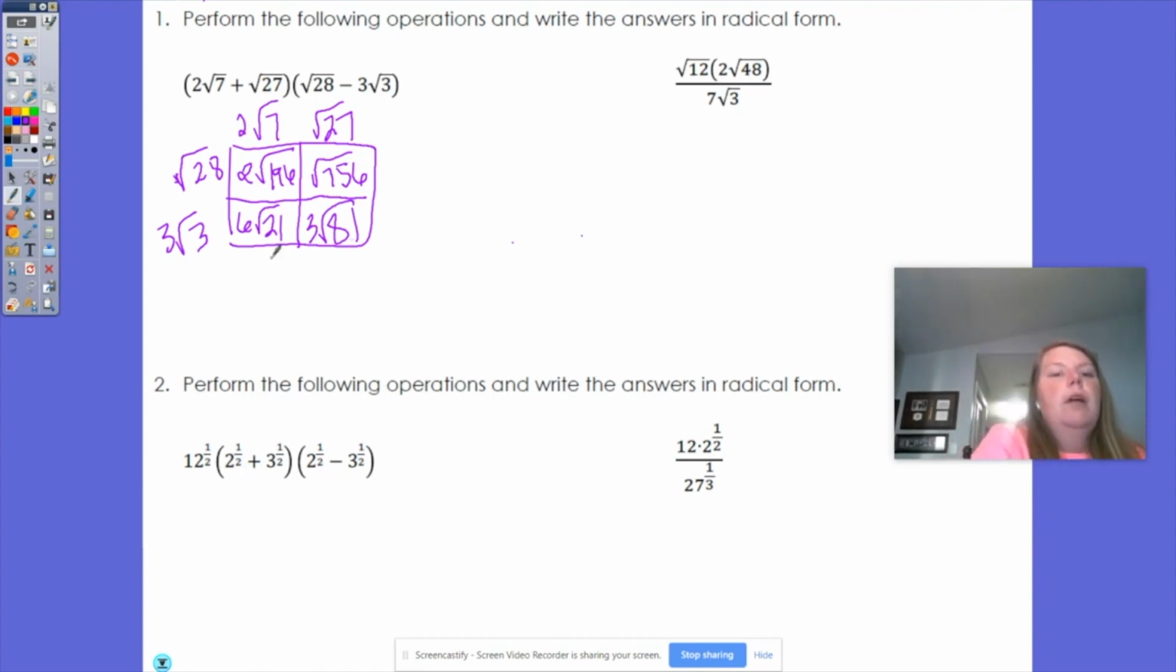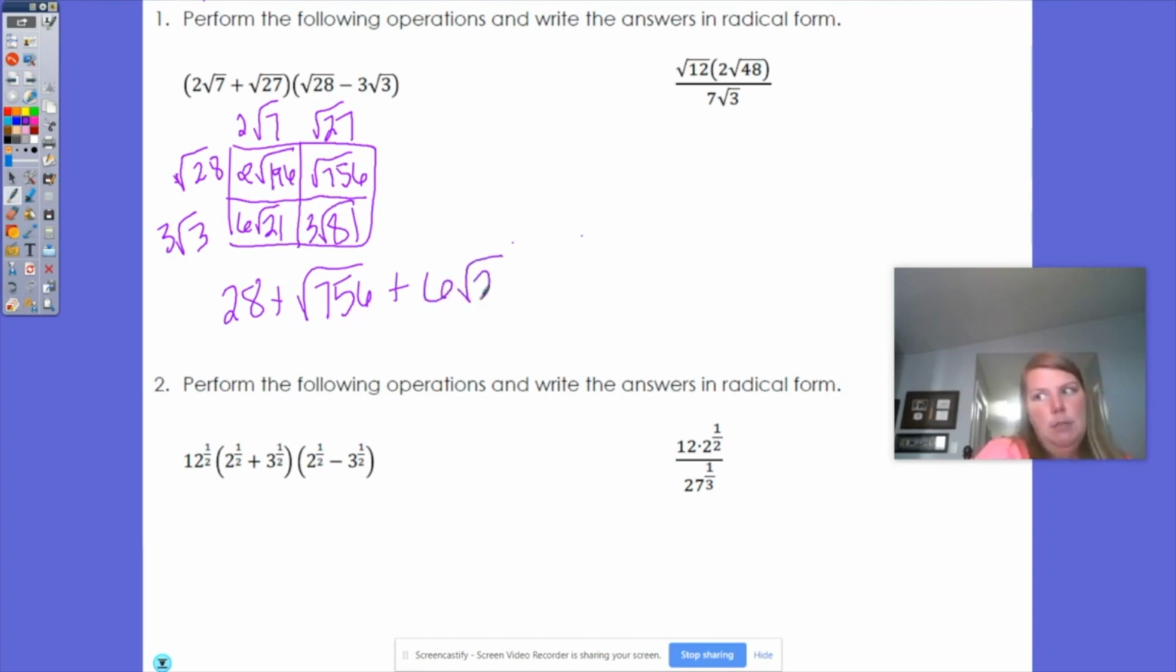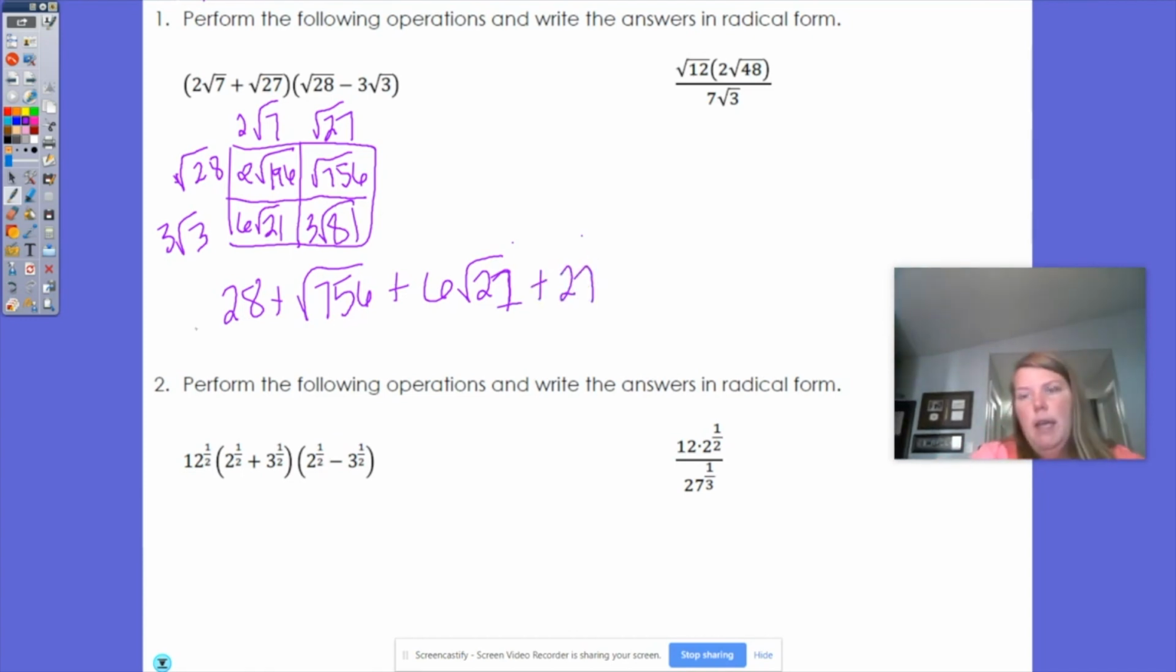So the square root of 196 is a perfect square. It's just 14, and 2 times 14 would be 28. I'm going to leave that 756 alone for just a second. The square root of 21 is not a perfect square, and you can't simplify it, so I'm going to say 6 times the square root of 21. And then the square root of 81 is 9. 3 times 9 would be 27. So we can multiply these together.